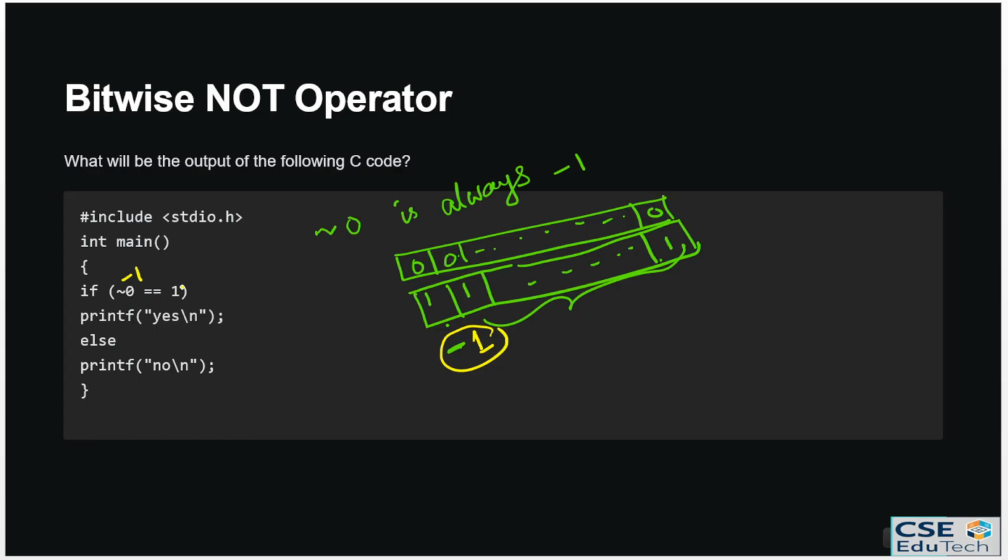And it is compared with 1. Obviously this condition is not satisfied, because -1 is not equal to 1. So it will go to the else part, right, and print no. So the output will be no. We know that this is a true block and this is a false block. True block means only if the condition is true, then the true block will be executed, and if the condition is false, then the false block will be executed. So the output is basically the false block.